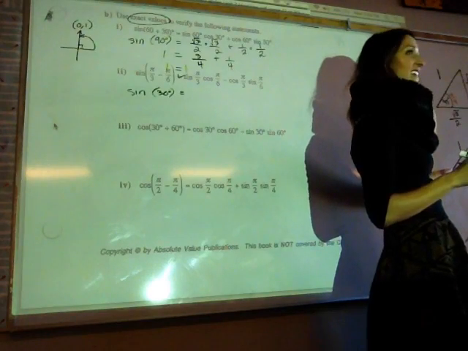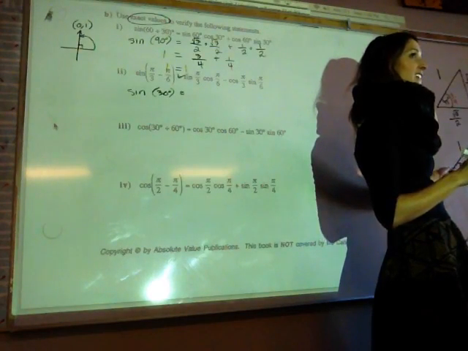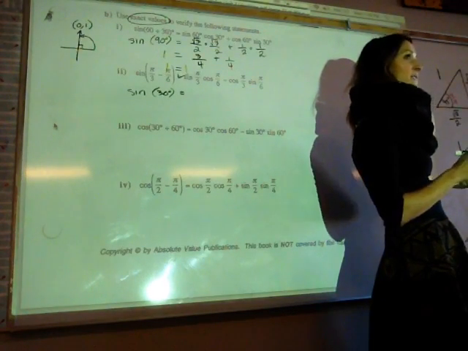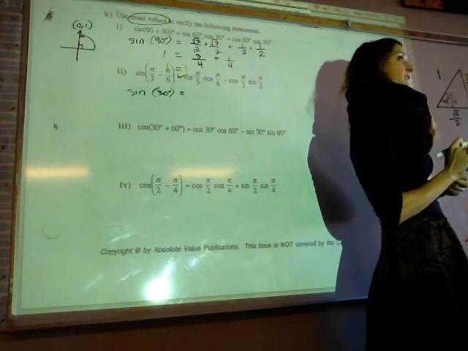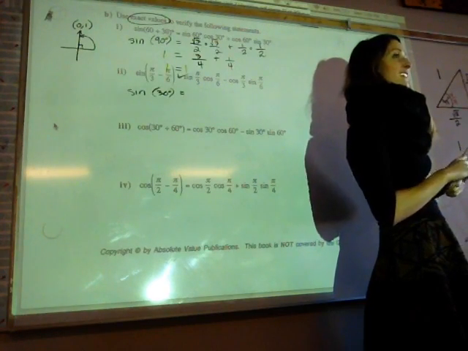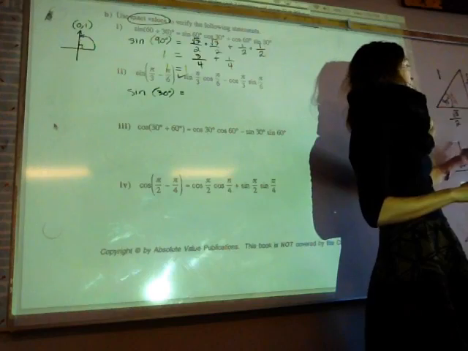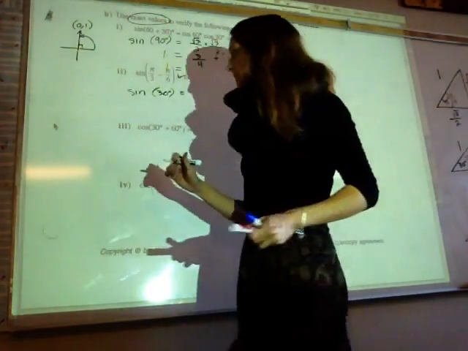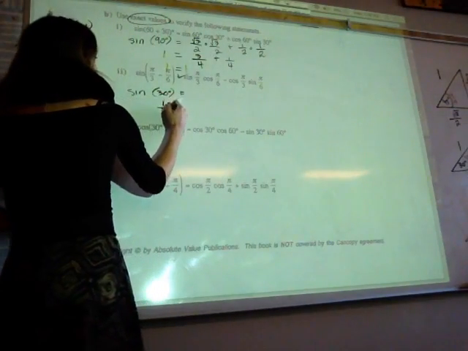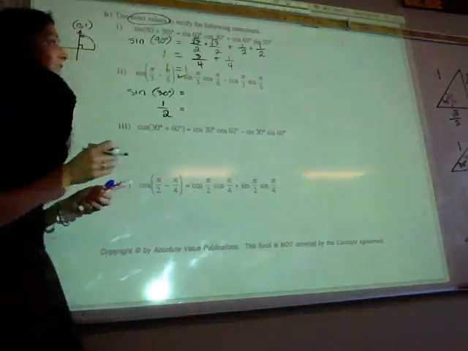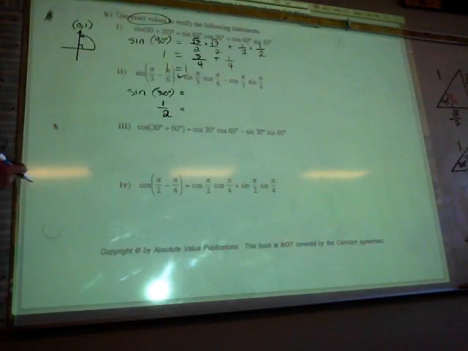What's sine 30? What's the ratio for sine? Is it opposite over hypotenuse, adjacent over hypotenuse? So opposite over hypotenuse, we just have 1/2, okay? So now let's see if the right-hand side is equal to that.